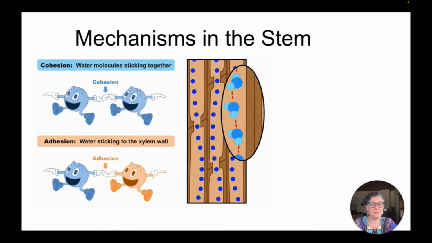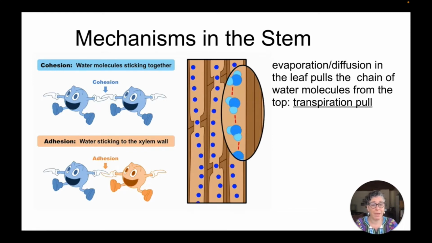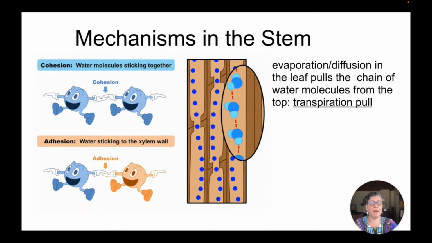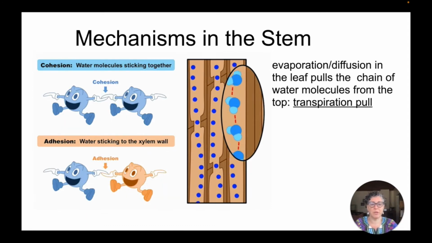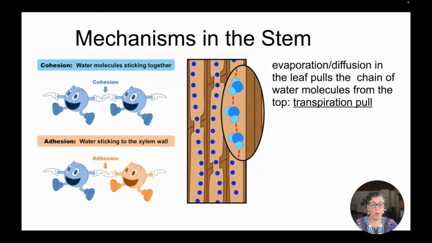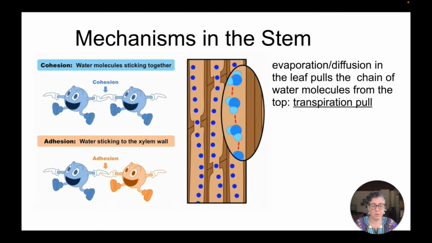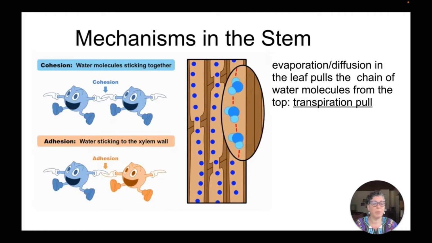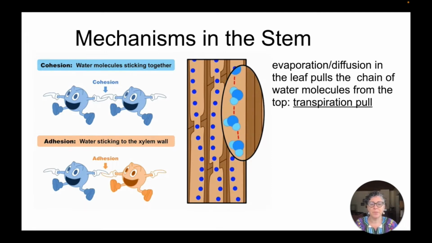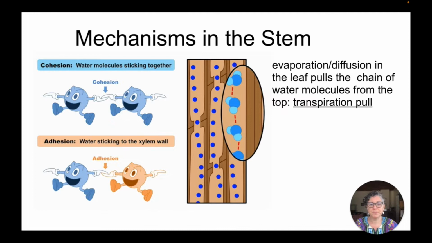Even though this slide is labeled mechanisms in the stem, we are going to just review the mechanism in the leaf. So we have evaporation and diffusion in the leaf, which is going to pull the chain of water molecules from the top all the way down to the root, and that is called transpiration pull. So if you forgot what that was, please go back and check that video out. It's on water loss in the leaf.